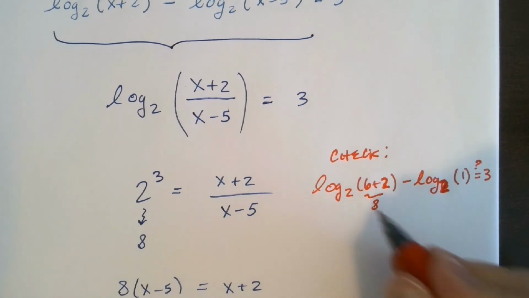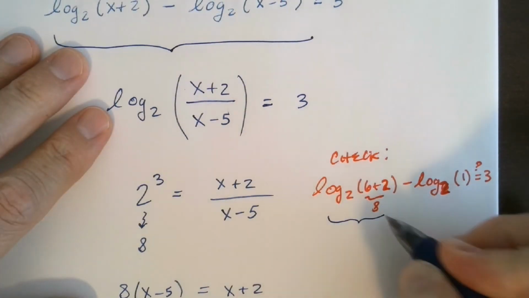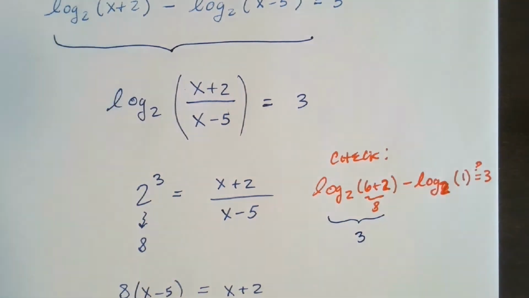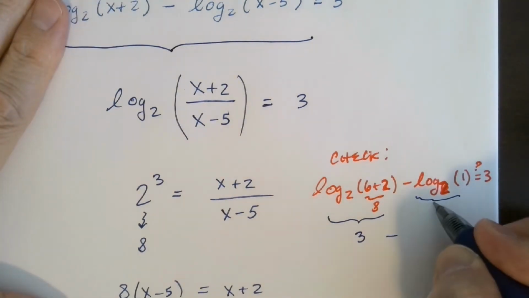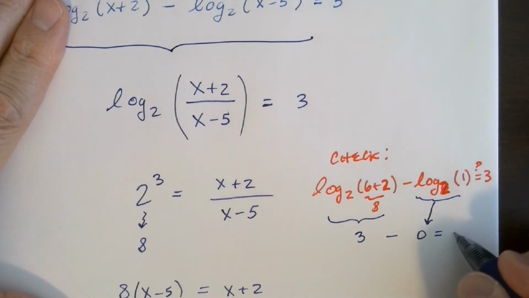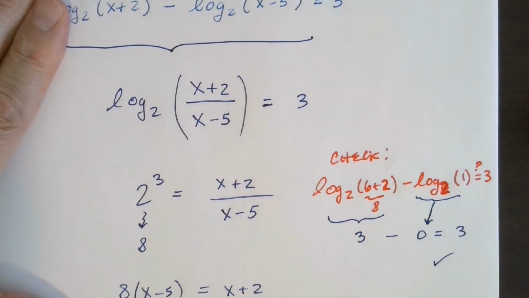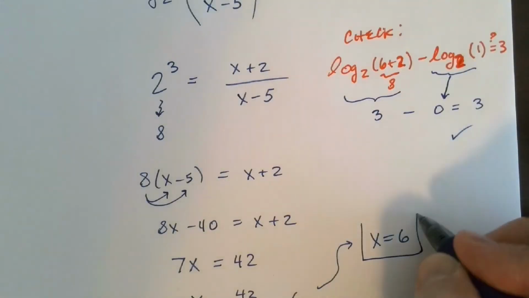What is log base 2 of 8? What's the power of 2 needed to get 8? 3. Right? 2 cubed is 8. Minus what? What's log base 2 of 1? 0. Power of 2 needed to get 1 is 0. Is 3 minus 0 equal to 3? Yes. Okay. So it checks. So I have the correct solution. X is equal to 6.